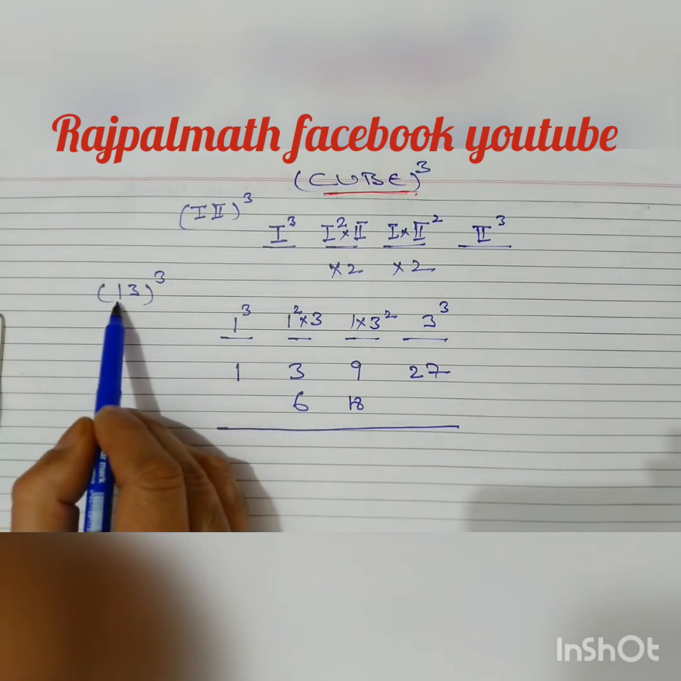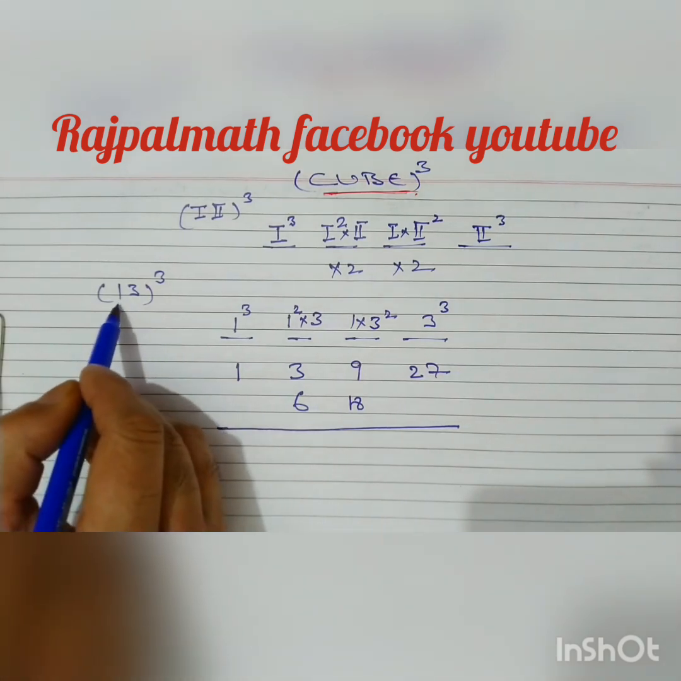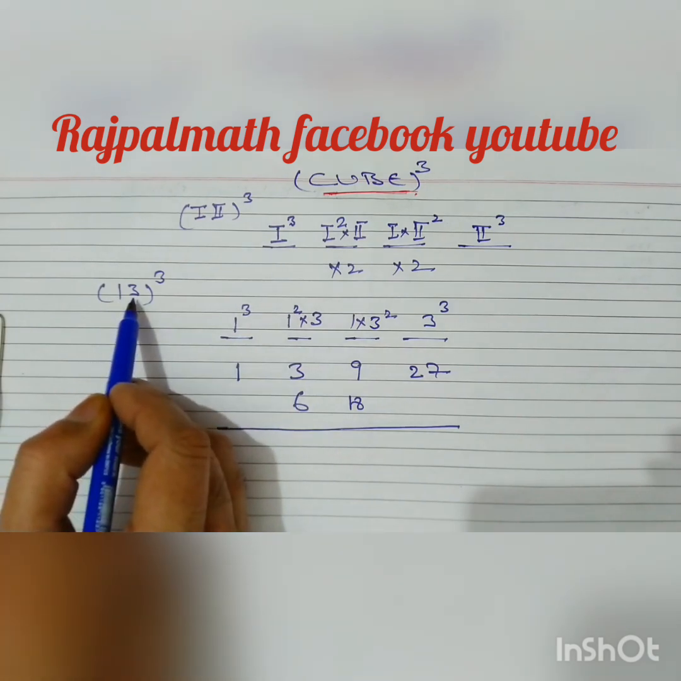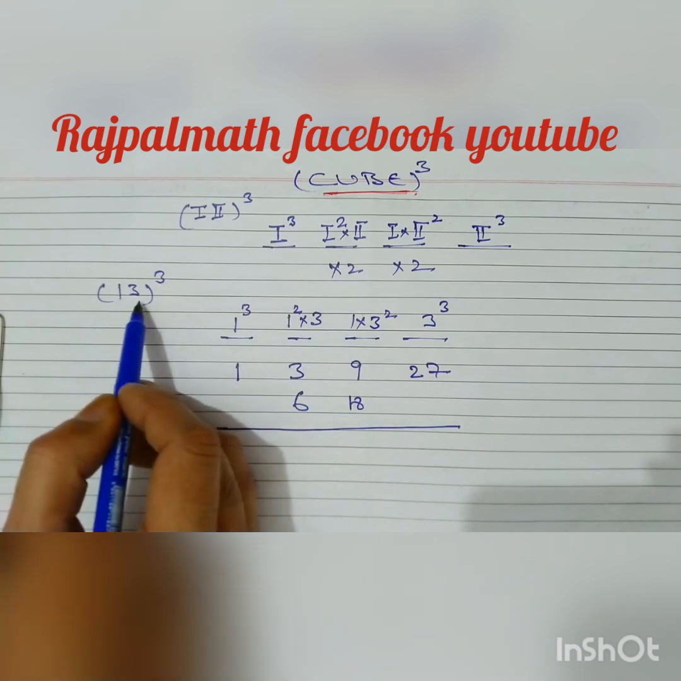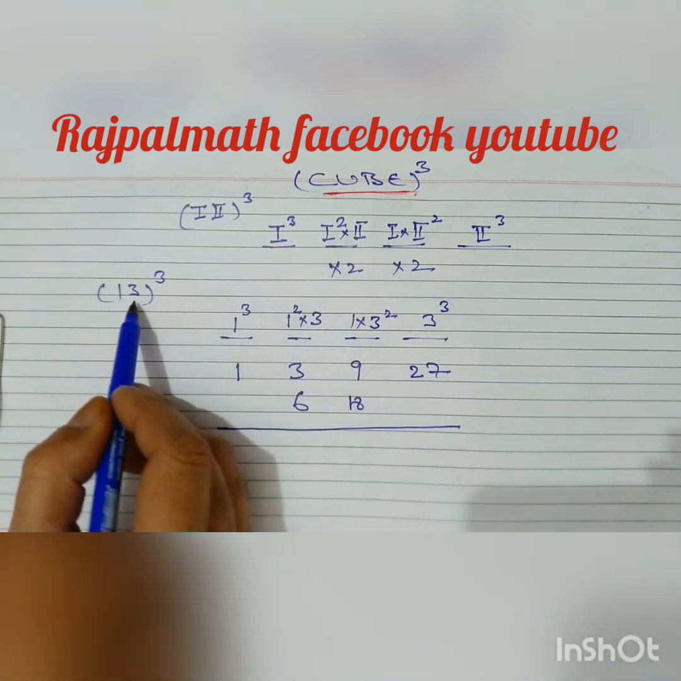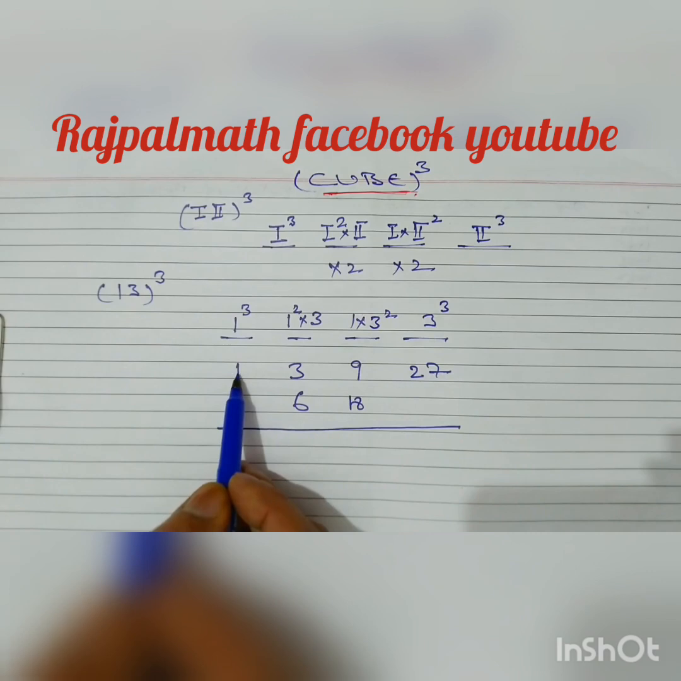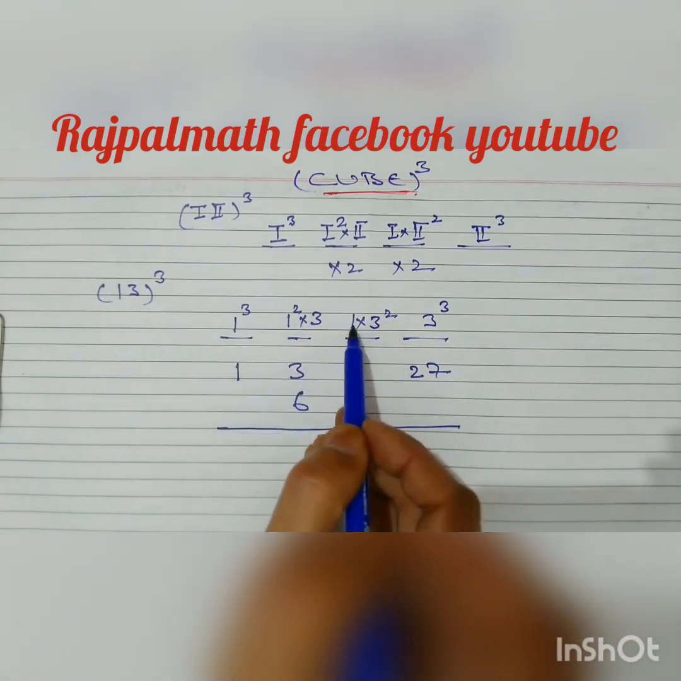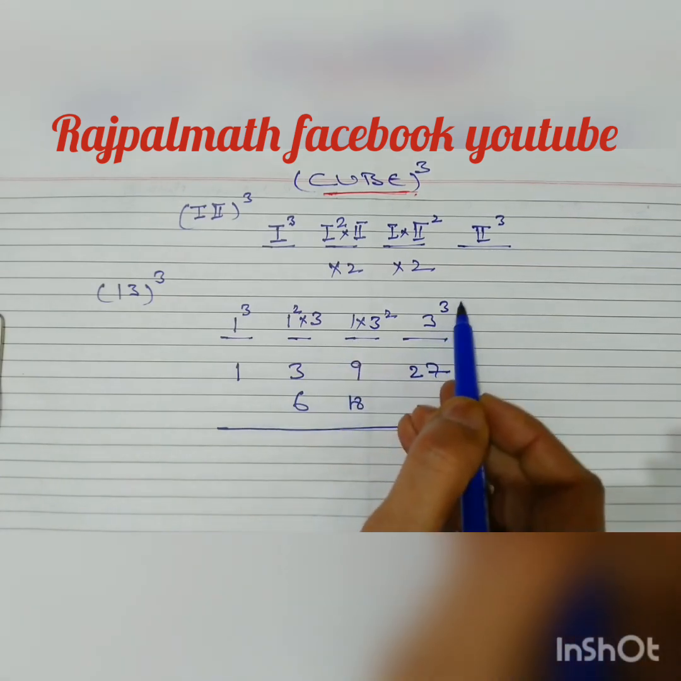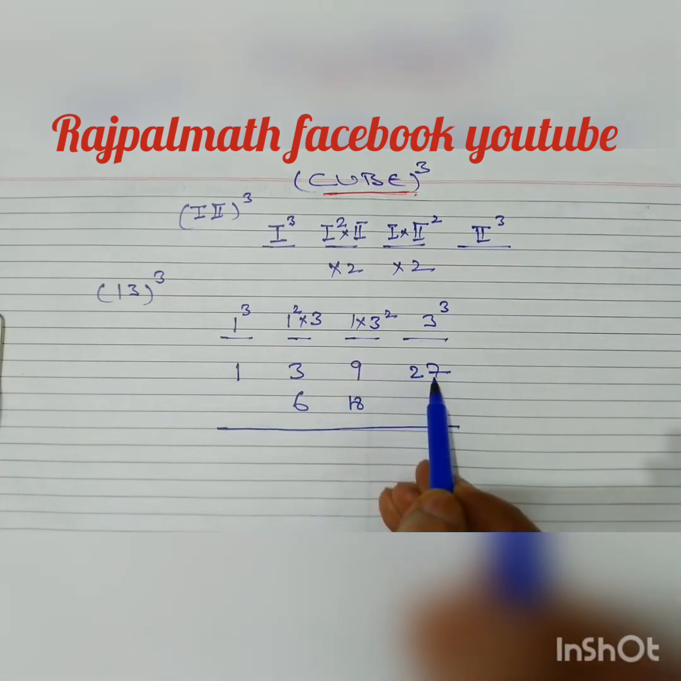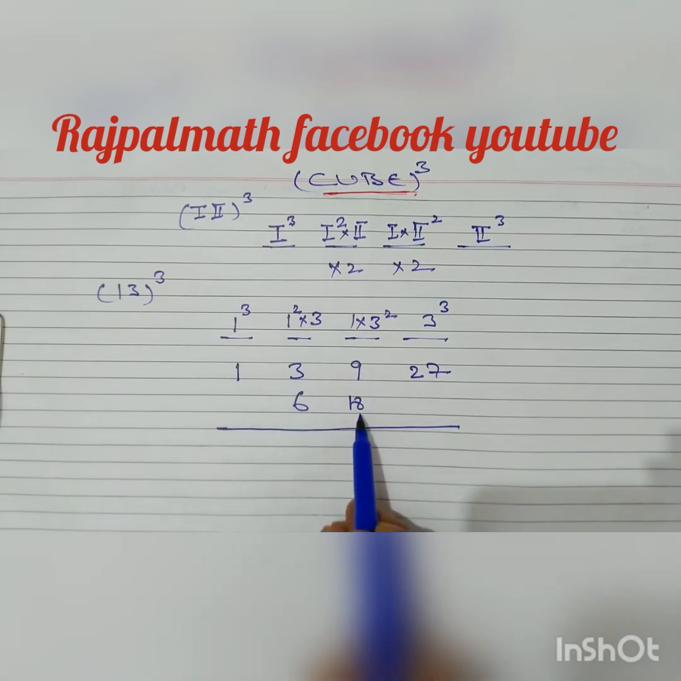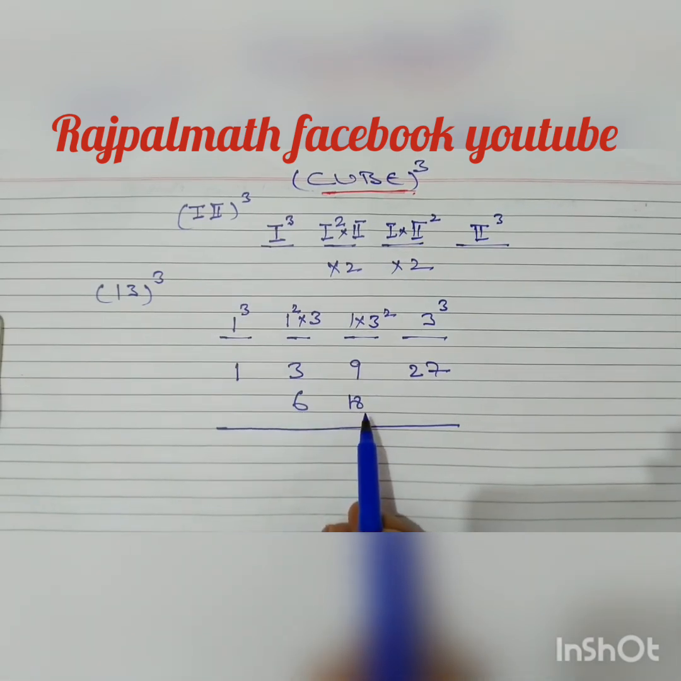1 means cube of first digit, first digit square into second digit, first digit into square of second digit, and cube of second digit, which becomes 1, 1 into 3, 3, 3 into 3, 9 into 1, 9, and 3 into 3 into 3 is 27. Then double the two numbers in the middle, 3 into 2 is 6, and 9 into 2 is 18. Now add.